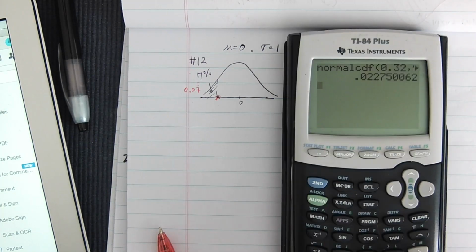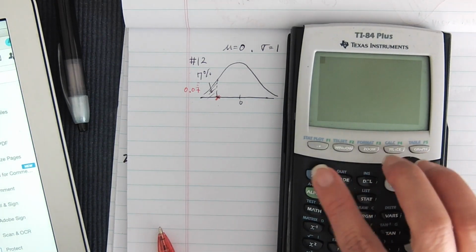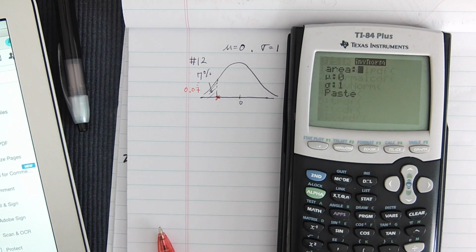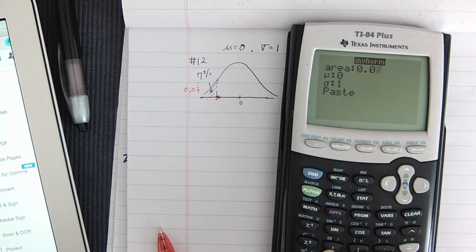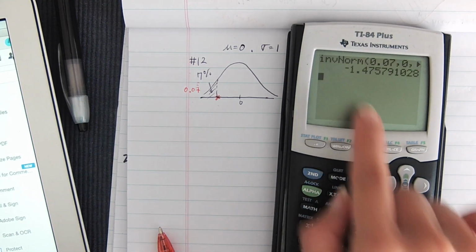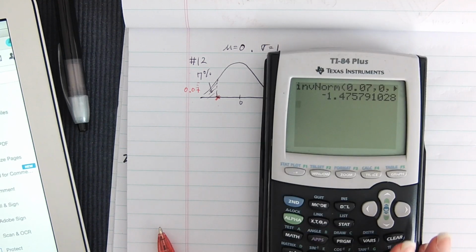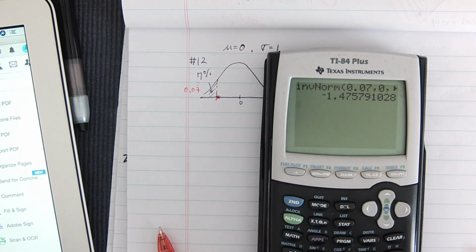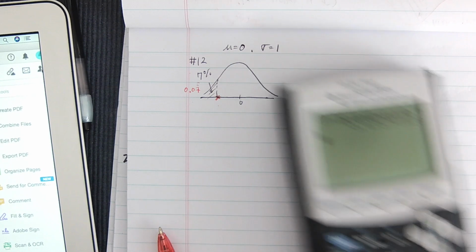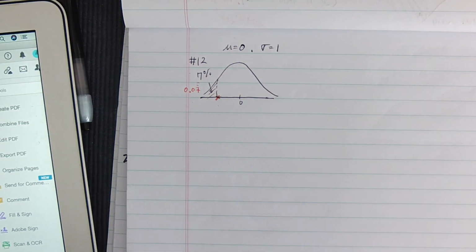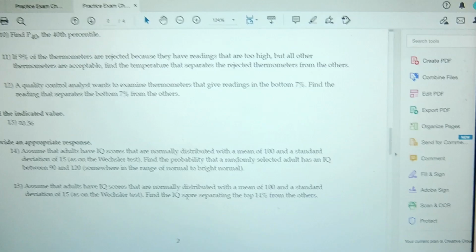So what do you have to type in? Oh, inverse norm, 0.07. Okay. That's pretty straightforward. It just kind of confused me because I was... Okay, so that's the answer you have to do. Okay, thank you. Yeah, you're welcome.